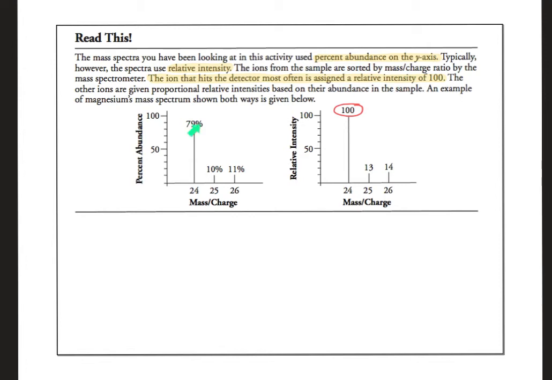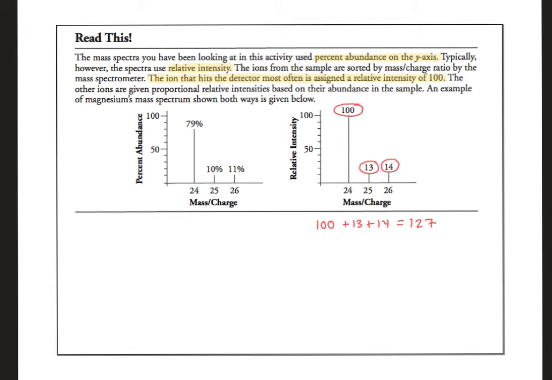So here are my percentages for magnesium. 79% were mass number 24, 10% 25, 11% 26. Here's what I see. Out of these, there were 100 plus 13 plus 14. So there were 127 atoms detected. Think of it that way.